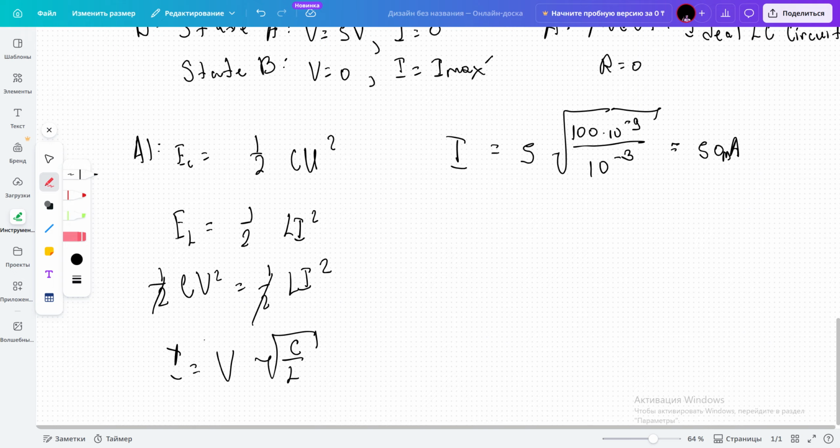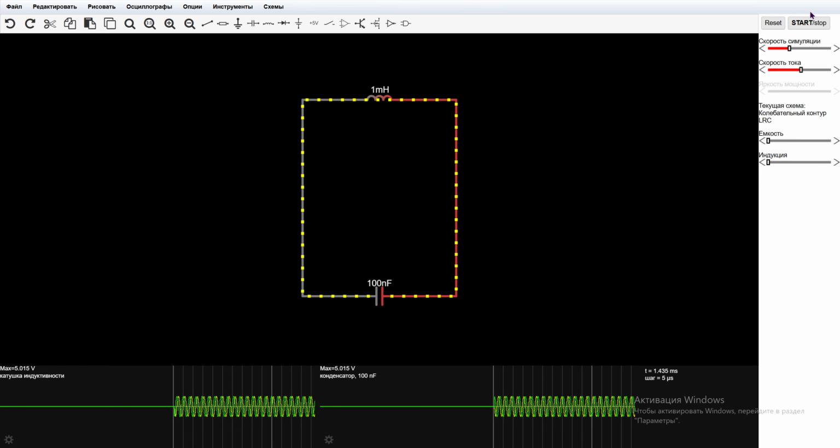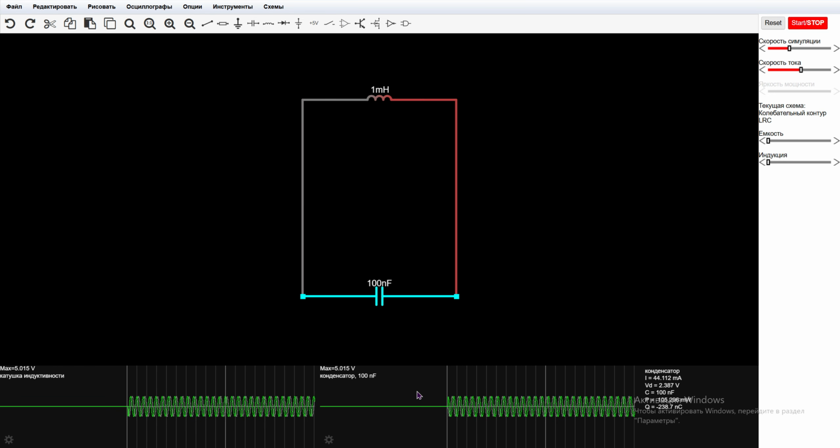Finally, in the data analysis phase, we verify this in Falstad. So let's move to Falstad. Let me reset this. Okay, let's do it faster. And as you can see here, the current is almost the same. The peak current equals 49.4. That is approximately equal to 50 milliamperes.